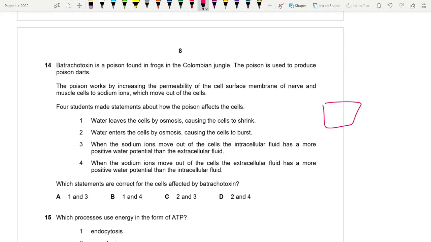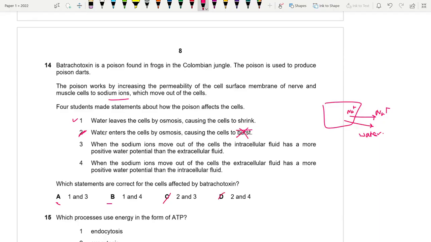Okay, so this is a cell. It causes sodium ions to leave the cell. So Na plus leaves the cell. Water also follows. So yes, the cell does shrink. So I agree with 4.1. I don't agree with 4.2. This is wrong. It does not burst. So 1 is correct. 2 is wrong.